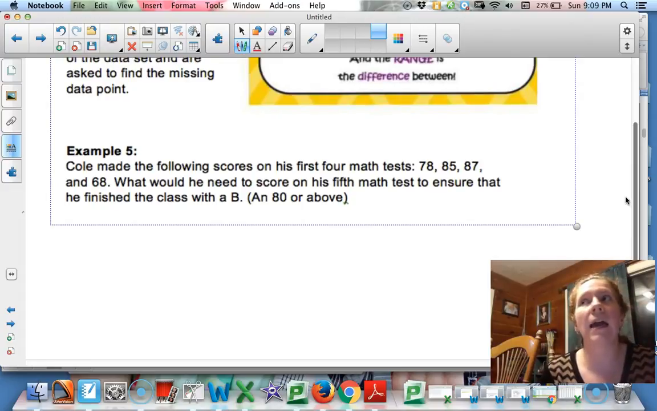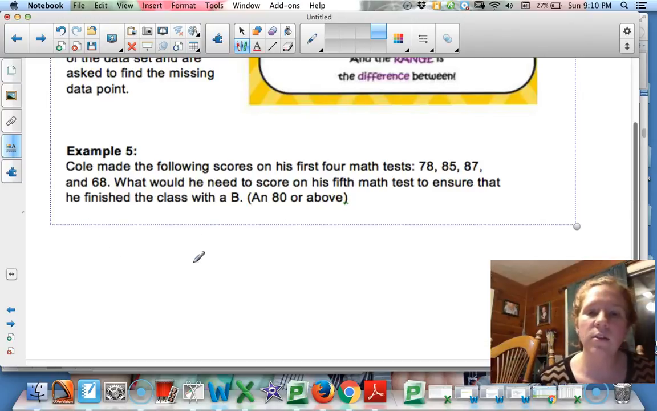Like, I have a 75 in class, I want to know what I need to make on the milestone to bring my grade up to a B, or what I need to make on whatever to have an average that I want. This is something that people really do, so it's a useful skill to have. So let's look at this example.